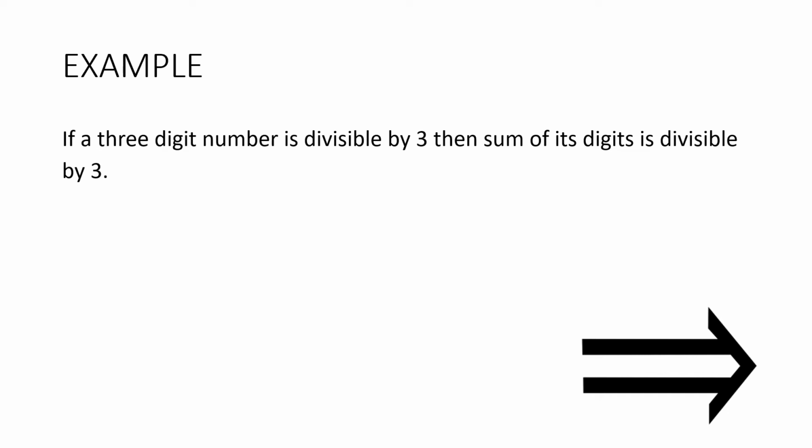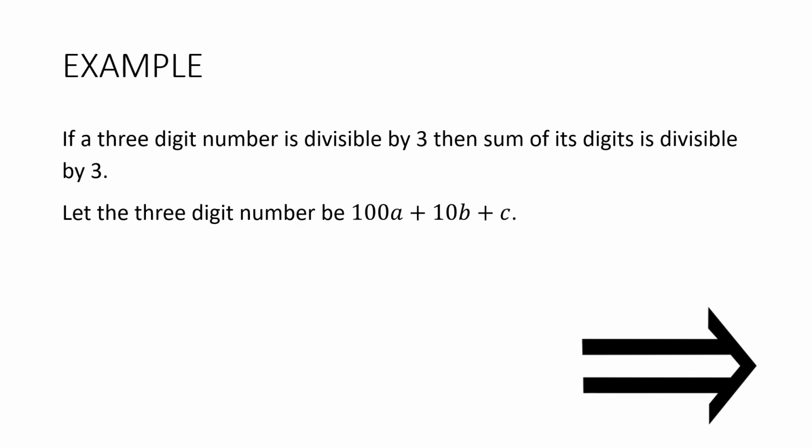If the 3-digit number is divisible by 3, then the sum of its digits is also divisible by 3. So we're going to start with a 3-digit number, 100a plus 10b plus c. Now, why do you think I've written it like that? Because a, b, and c are the digits, and by multiplying them by 100, 10, and 1 respectively, I've managed to write them in a place value or expanded notation format. So here's my 3-digit number.